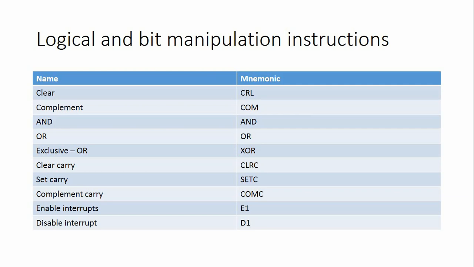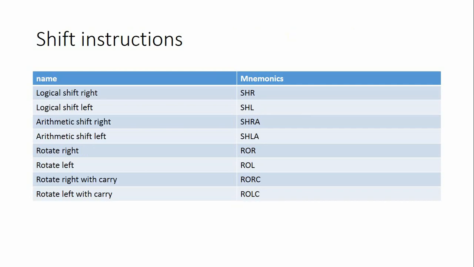Then comes our shift instructions. Shift instructions move the content of a register to the left or right. There are 4 types of shift instruction: logical shift, arithmetic shift, rotate, and rotate through carry. Each of these 4 types of shifts can be performed in both left and right direction. The corresponding instructions along with their symbolic names, or we can say mnemonics, are listed in the table.